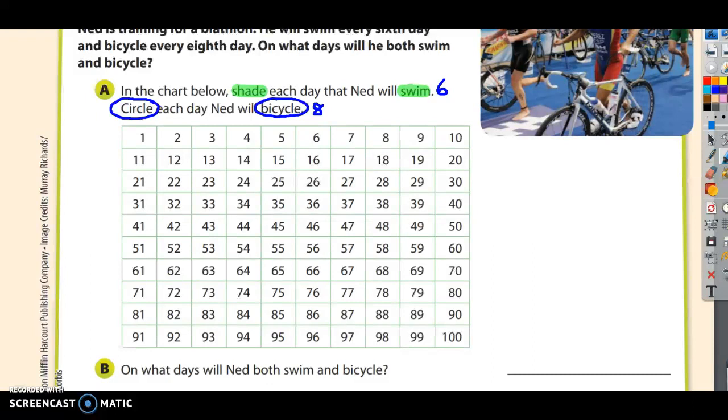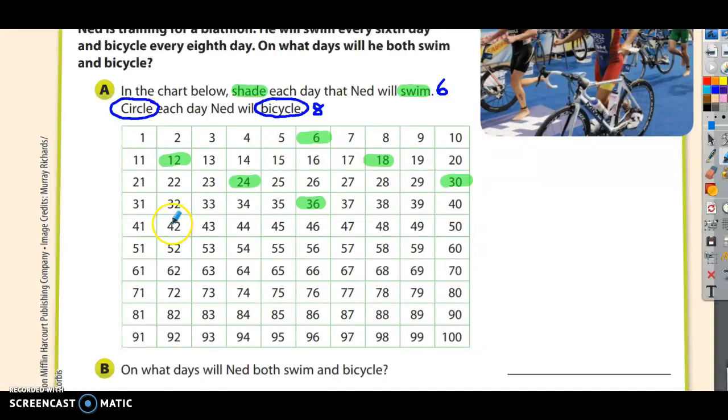So every 6 days, the first time he would swim would be on the 6th day. And then he would swim again on the 12th day, because that's the next multiple of 6. And then he would swim again on the 18th day, because that's the next multiple of 6. Basically what I'm doing here is counting by 6s. That's 6 times 1, 6 times 2, 6 times 3, 6 times 4, 6 times 5. 6 times 6 is 36.